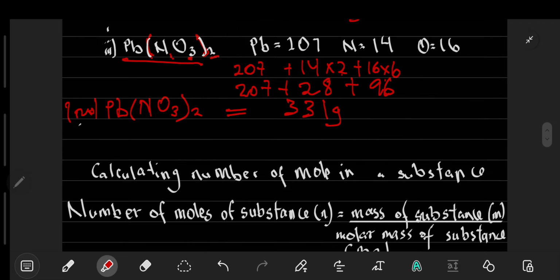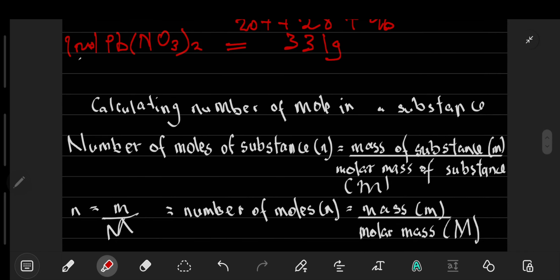Now let's look at how we can calculate the number of moles in a given substance. Okay, so the number of moles in a given substance is equal to the mass of that substance divided by the molar mass. So what does this mean? If I want to know the number of moles I have in a substance, I would need to know the mass of the substance I have and divide it by what? The molar mass. Because the molar mass is 1 mole. Like we have done here, this is the molar mass of this compound. And this molar mass is 1 mole.